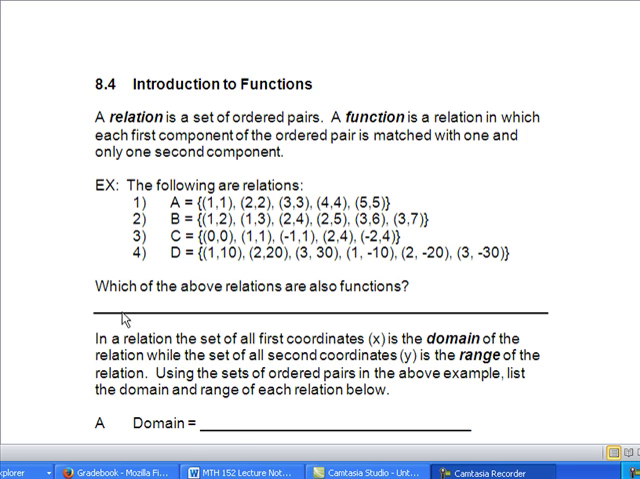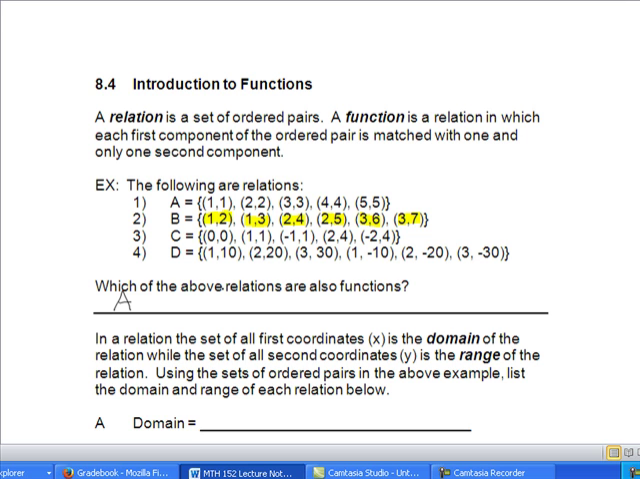Alright, B gives us a problem because we see 1 is matched with 1 and also with 2, and also with 2 and 3. 2 is matched with 4 and 5, and 3 is matched with 6 and 7. So each first component is matched with more than one second component. So B is a relation, not a function.